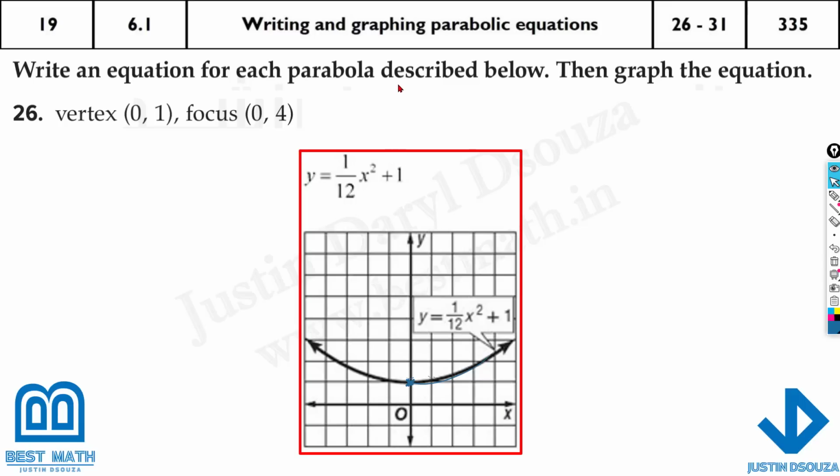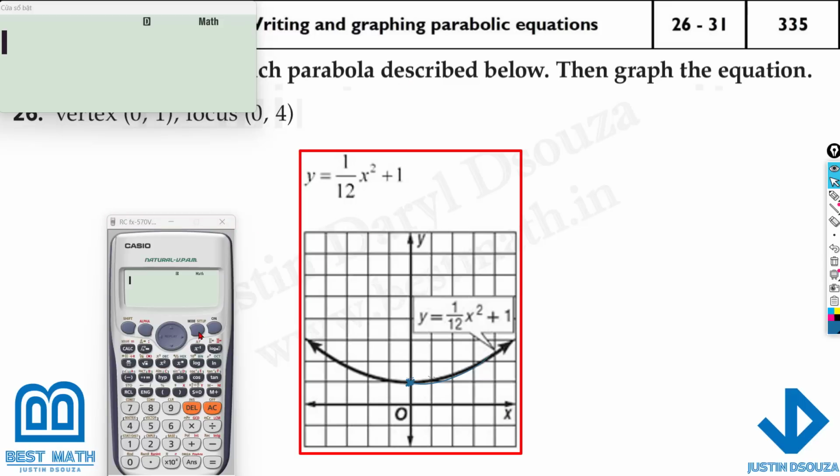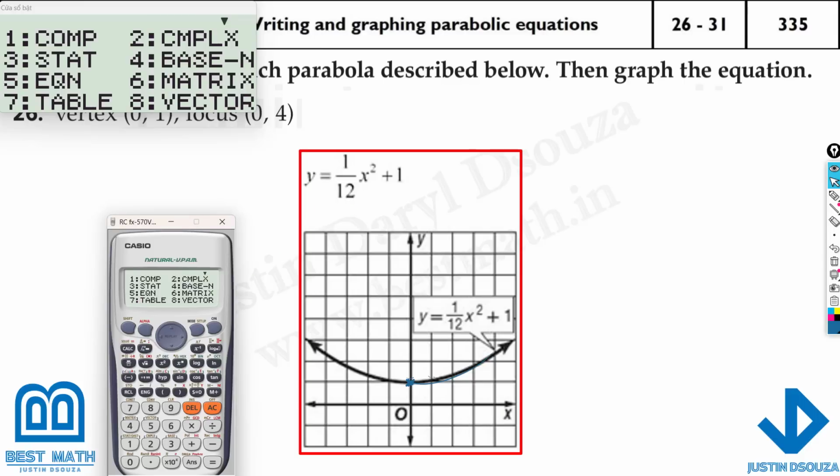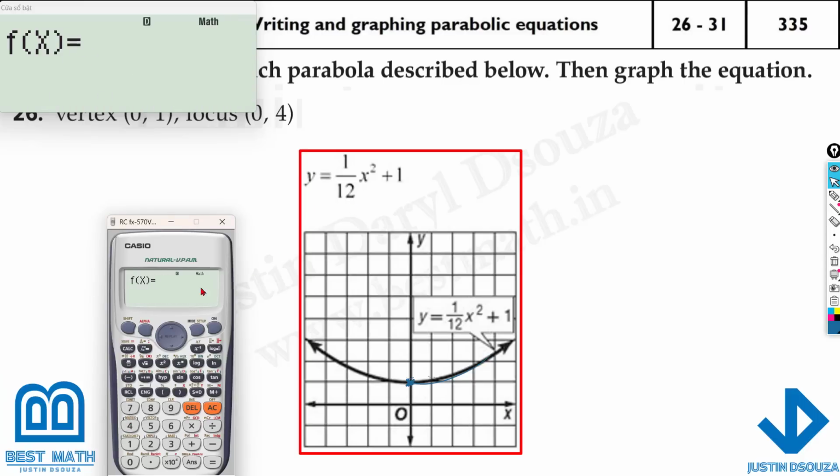Let's take a table and do the table method. For graphing using table method, we have to get this equation. Now mode, go to 7, table. And here it's 1 divided by 12 x squared plus 1. No matter what, you will be solving this equation. So just type it out over there. And then you may not get this option. Even if you get this option, just press equal to.